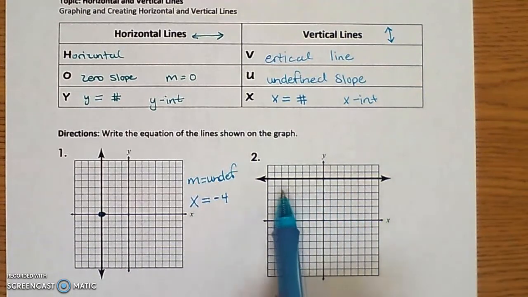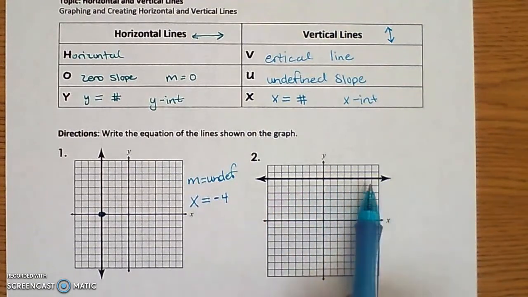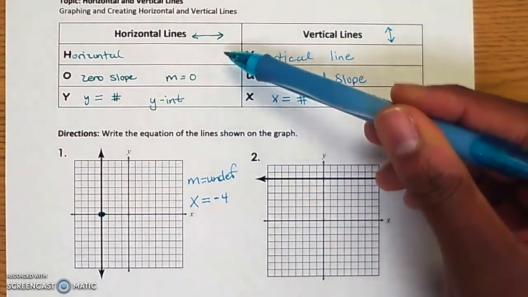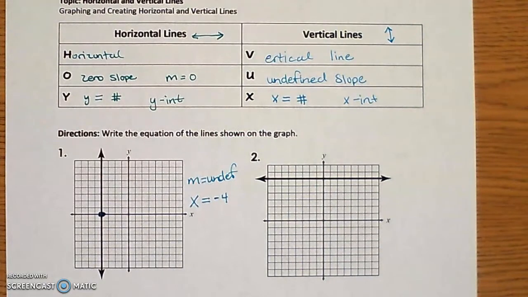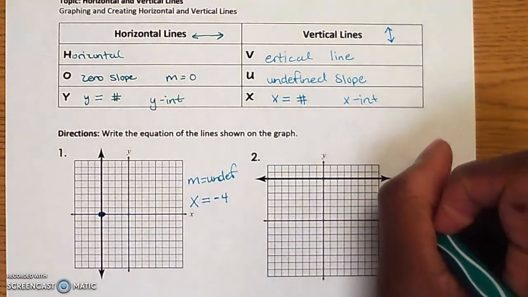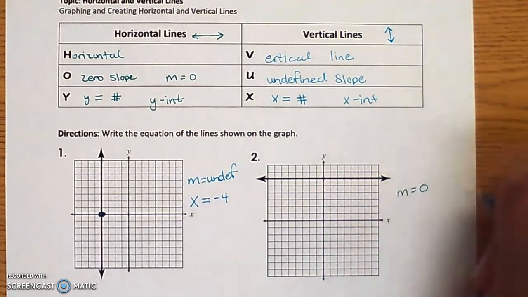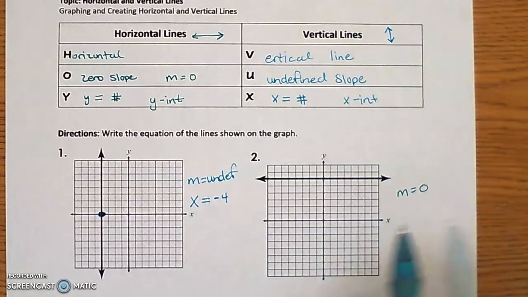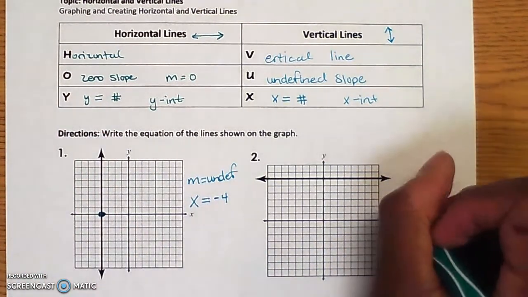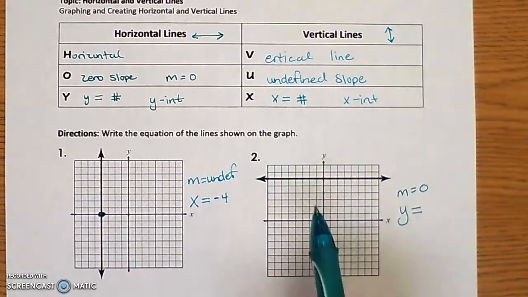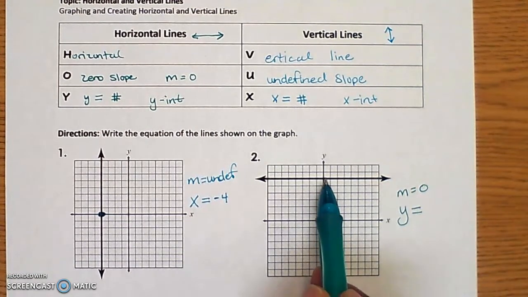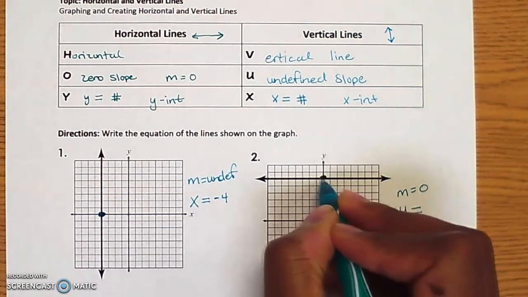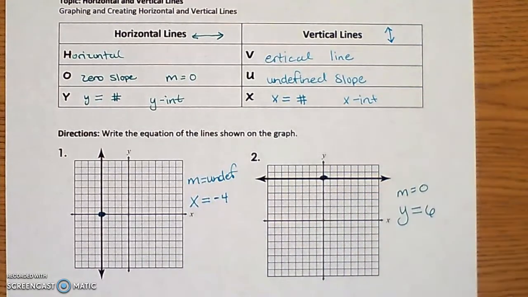Then when you look at number 2, notice in this case it is a horizontal line. So that puts us in the hoi category. We know that it's going to have a slope of 0 since it's horizontal. And then the equation, since it's hoi, is going to be y equals the y-intercept. That's going to be 1, 2, 3, 4, 5, 6, so it hits the y-axis at 6. So y equals 6 is how you would graph that.